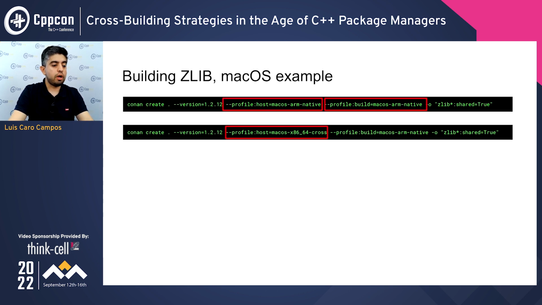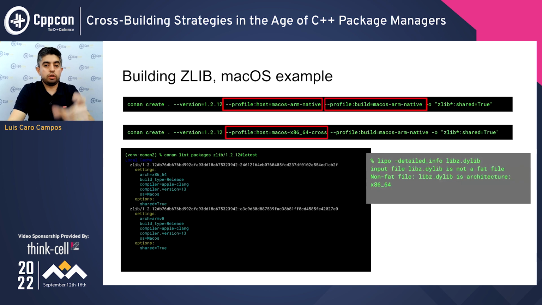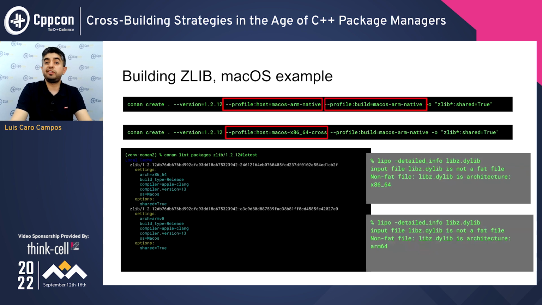So if I run these two commands and then I query Conan for the packages for ZLIB, I can see that it has generated something, but we still need to verify that the actual binaries are correct. So we can use some of the Apple utilities to say, hey, can you tell me what architecture this is, right? The Intel one is obviously Intel, and the ARM one is ARM. So it should be as easy as that, right?